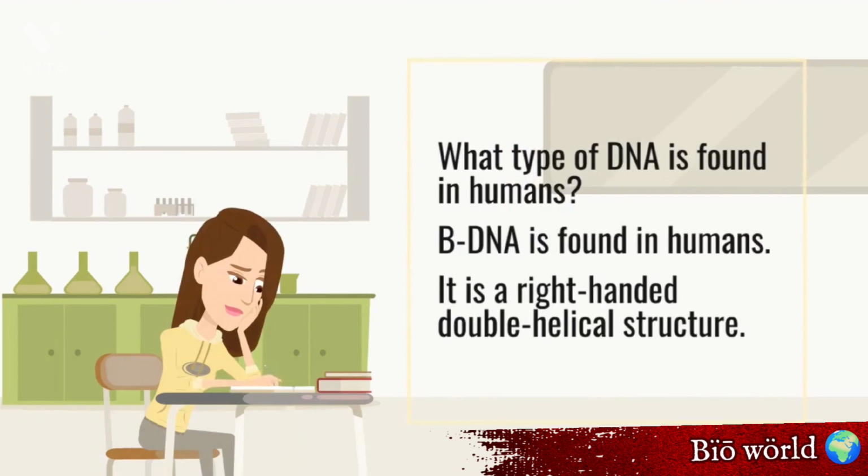What type of DNA is found in humans? B DNA is found in humans. It is a right-handed double helical structure.